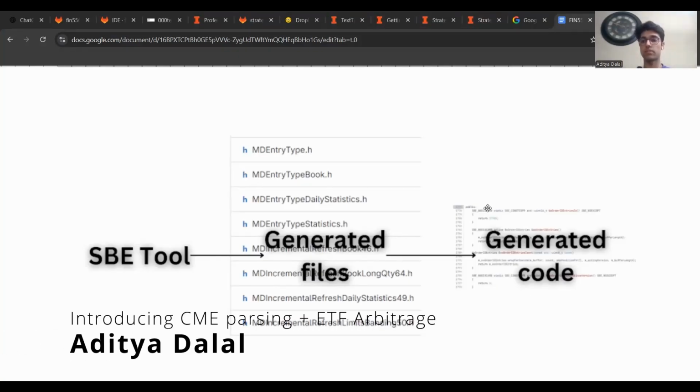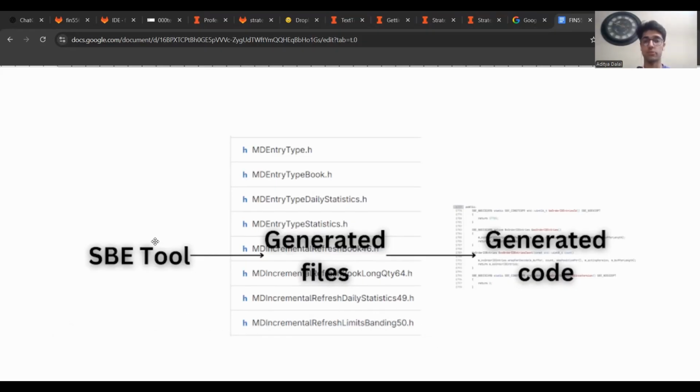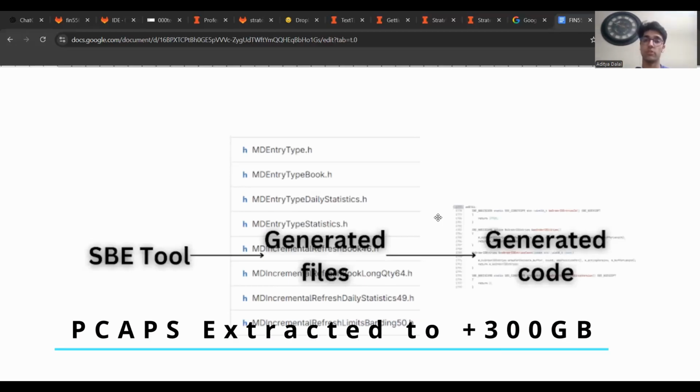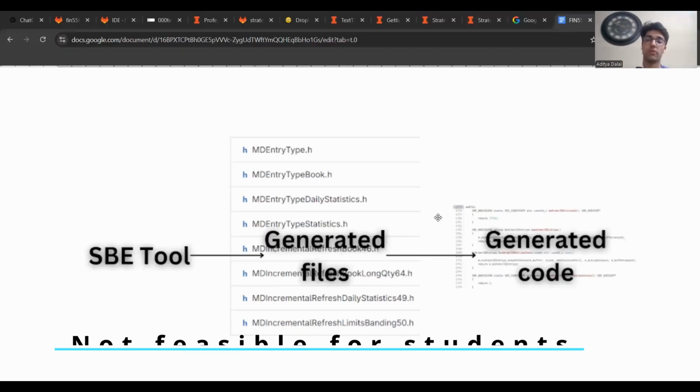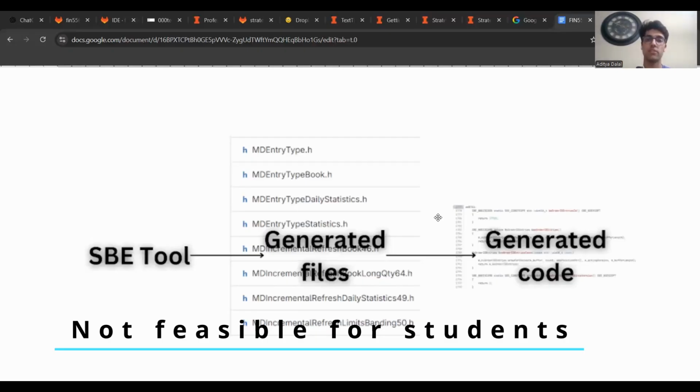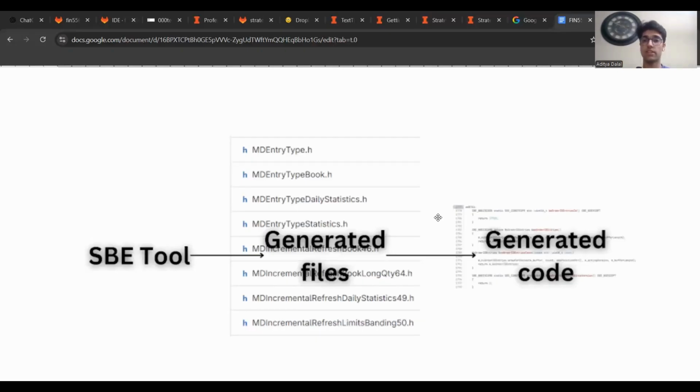I worked on the CME parsing and ETF arbitrage this project. So as you can see on the screen, I used the SBE tool to generate some header files based off of CME's XML files. I used these header files to then generate more efficient and accurate parser code. And one of the challenges I faced was the fact that in some of these PCAPs, the extracted size was around 100 to 300 gigabytes, which just wasn't feasible in a virtual machine where other students were also trying to extract PCAP data. And so what I did to get around this was to stream the extracted input directly into my parsers and reduce RAM usage while still maintaining an accurate and efficient parsing procedure.